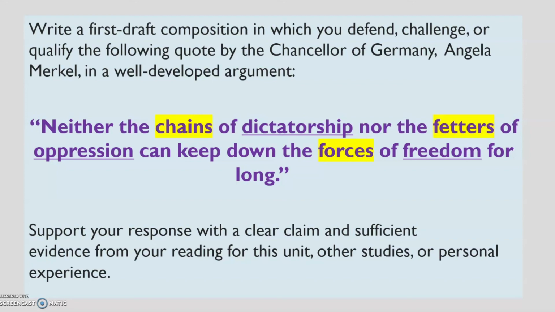And then that brings me to forces, the forces of freedom. I ask myself, why call freedom a force? Well, by calling it a force, she gives power to freedom, giving it the ability to overcome, to rise above. So putting all of these together, I'd like you to pause and reflect on what you think Angela Merkel's position is in this statement.